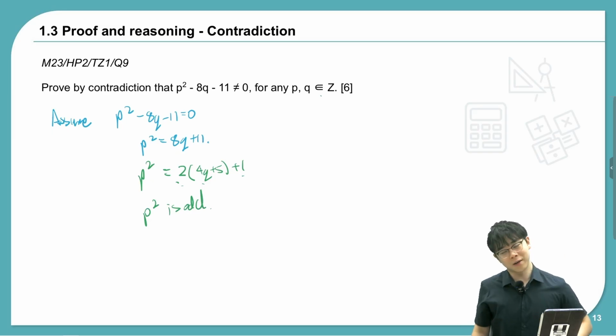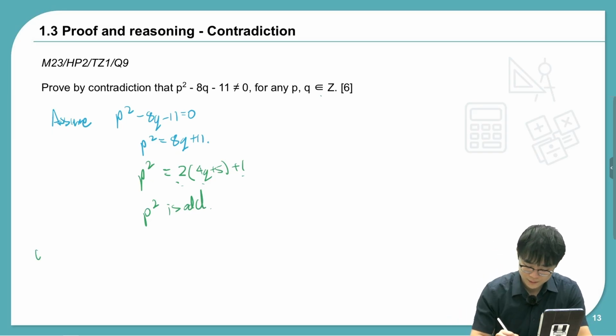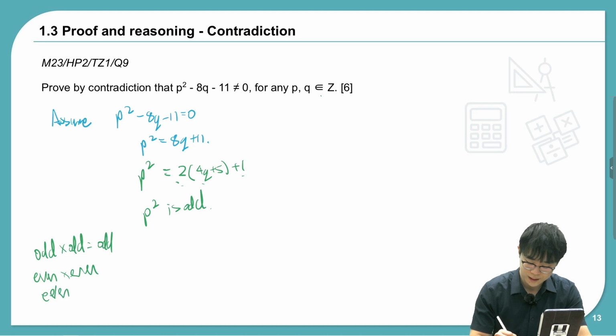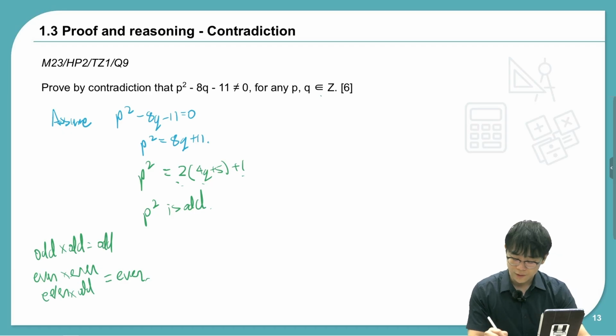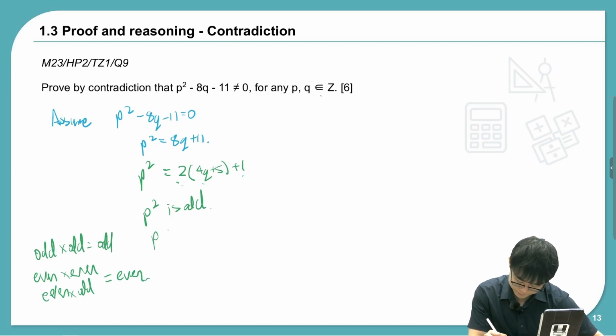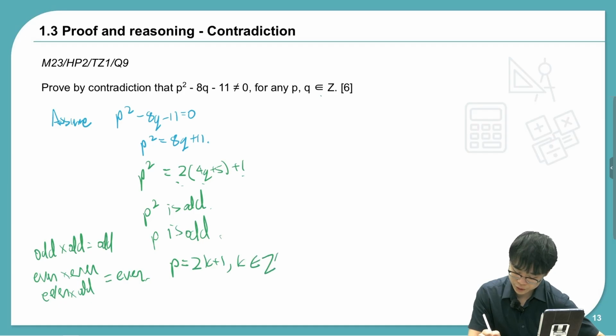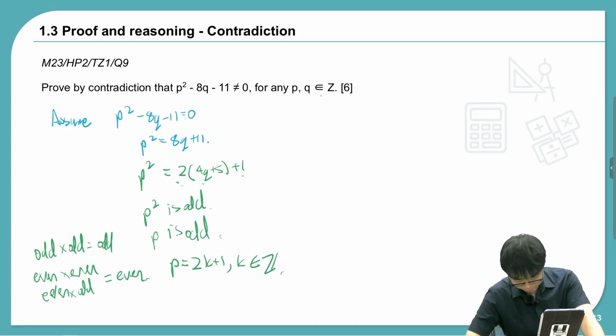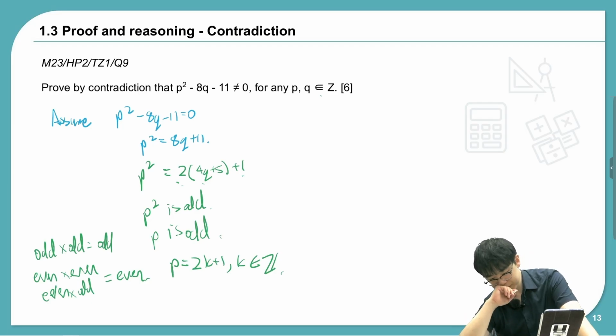And we know that odd times odd is going to give you an odd number. If you have even times even, or even times odd, or vice versa, we know that that should give us evens, right? So if P squared is odd, we can then deduce that P is an odd number. Okay, so since P is odd, we can write P as 2K plus 1, where K is also an integer, right? If that's true, we're going to see why the initial statement wouldn't really work.